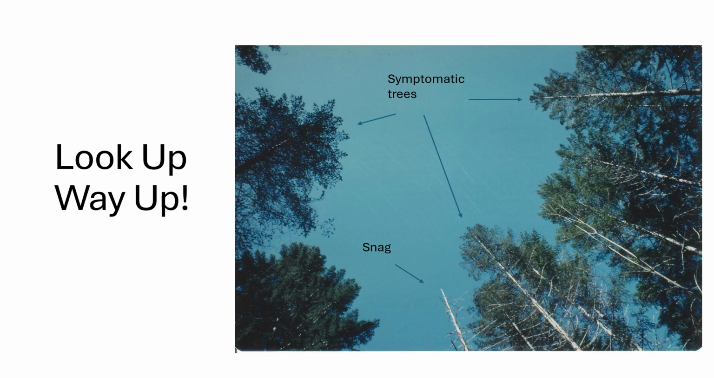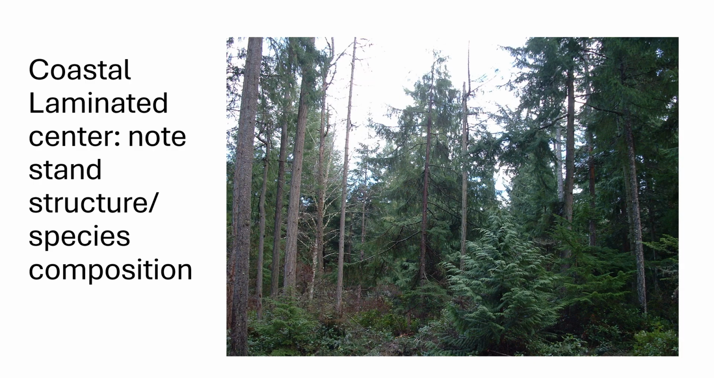This slide shows a laminated root rot center, and this is looking up in the middle of the center. You can see it's fairly open, and then around the outer edge we can see snags and symptomatic trees with typical root disease symptoms. This photo shows a laminated root rot center on the coast. You note the snags, and it's fairly open, and western red cedar, a less susceptible species for laminated root rot, is coming up in the middle of the center.